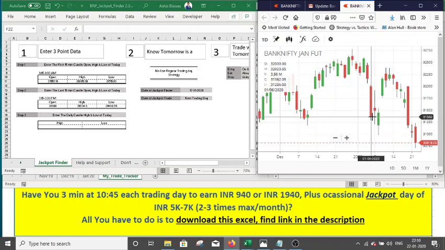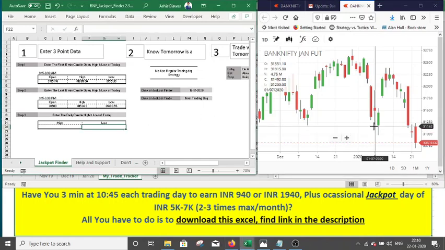And then go back to the 7th of January's daily high low. You have to enter here. The low was 31,200, and the high was 31,915.80. Once I enter all those data here, as you can see, it has changed. Yes, tomorrow is the jackpot day.